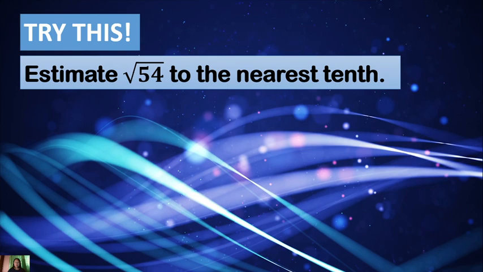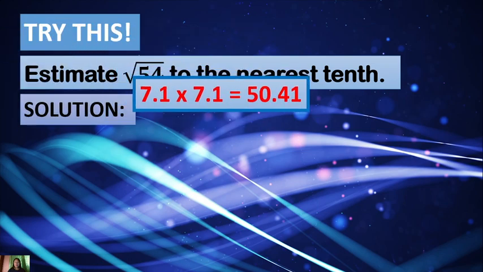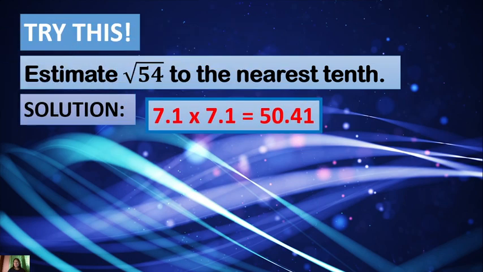What are the two integers between which the square root of 54 lies? We have 7. And that is what? The square of 7 or 7.5, right? 7.5 is the midway. Okay, and that is greater than.